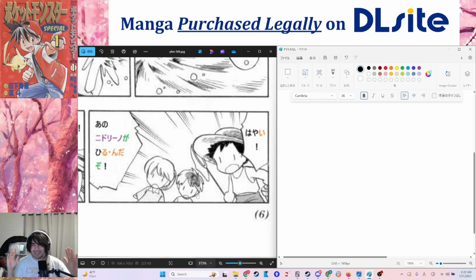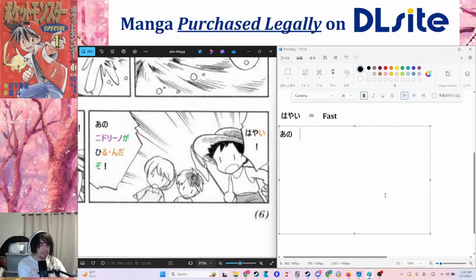So the word hayai is an adjective, you can tell because of the ending, and it means fast. There's also a version of hayai that means early, but that's not the one that we're using here. This hayai means fast. Next bubble, ano, you should remember this. Kono, sono, ano, and dono. So that blank, blank, blank over there. Whatever it is that we're talking about off in the distance, whatever word is attached to ano is going to go in this space right here.